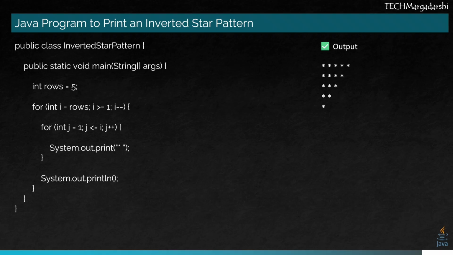So the first row prints 5 stars, the next row prints 4, and this continues until only 1 star is printed. This program helps us understand nested loops and how changing the loop direction can create different patterns in Java.